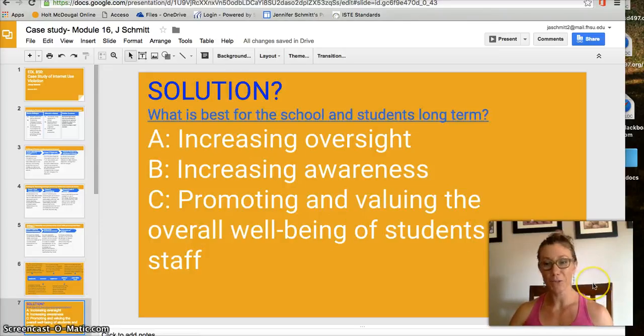So the solution then becomes asking what is best for students and schools in the long term. So I think that in this case, the solution comes about through A, increasing oversight, B, increasing awareness of the issue, and C, promoting and valuing the overall well-being of students and staff.